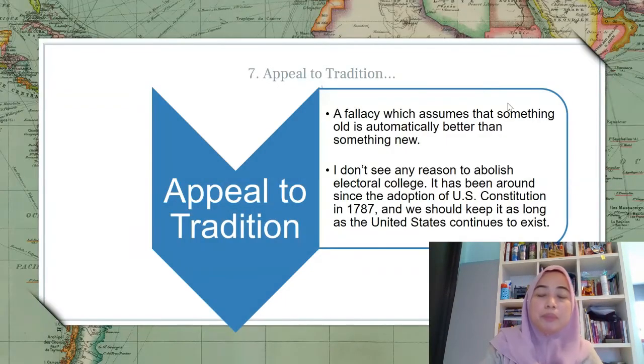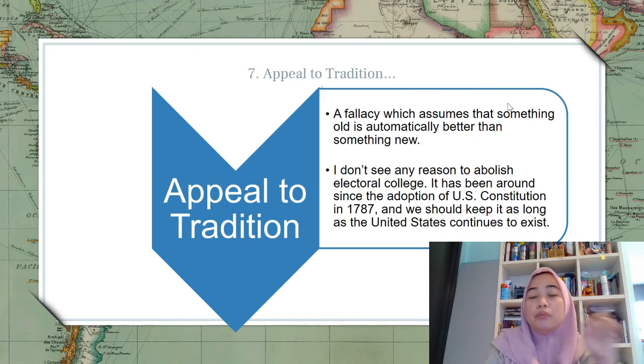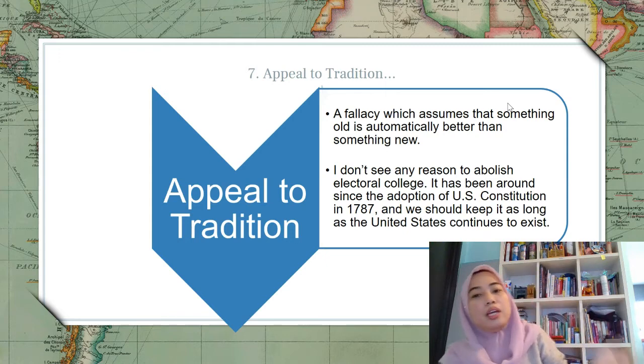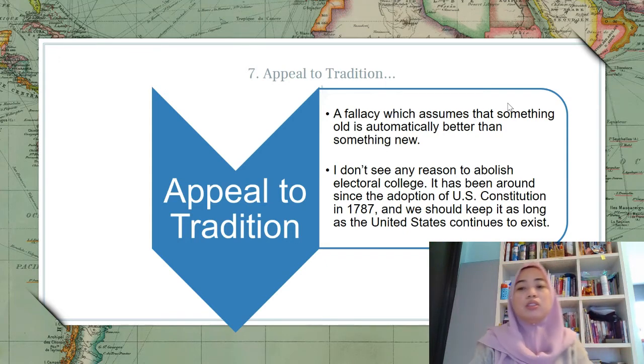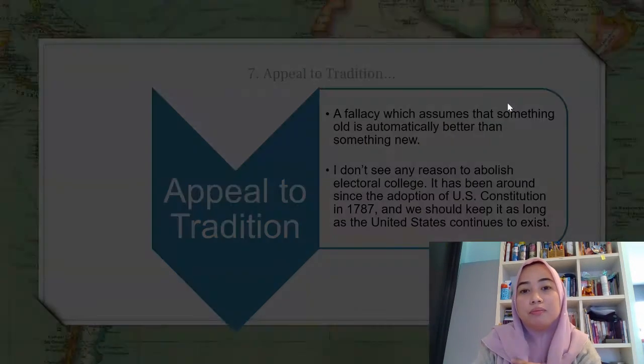Next, we have appeal to tradition. Appeal to tradition is something that is very conservative. It means that when someone believes that when something is old, it's good. Because you see that it has been there for the longest time, then you assume that it's very good. Example here: I don't see any reason to abolish the electoral college. It has been around since 1787, and we should keep it as long as we can. So because something has been there for a long time, you assume that it's good.